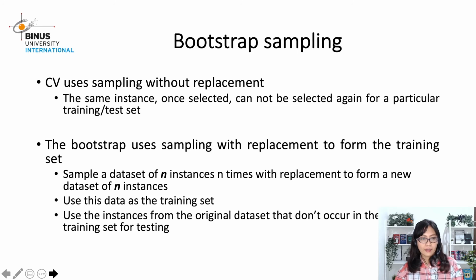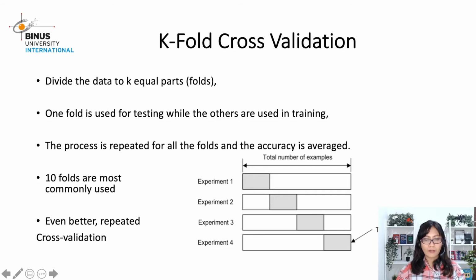The next technique is called Bootstrap sampling. Cross-validation uses sampling without replacement, so we cannot test the same particular data. We always use a different set for every iteration. So this is different from this one, and this is different from this one.